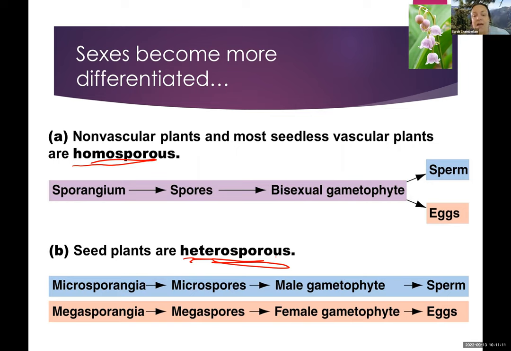And so now we're ready to talk about the significance of that, right? The vast majority, all of the non-vascular plants and the vast majority of the seedless vascular plants, are homosporous. So they have one type of spore, right?